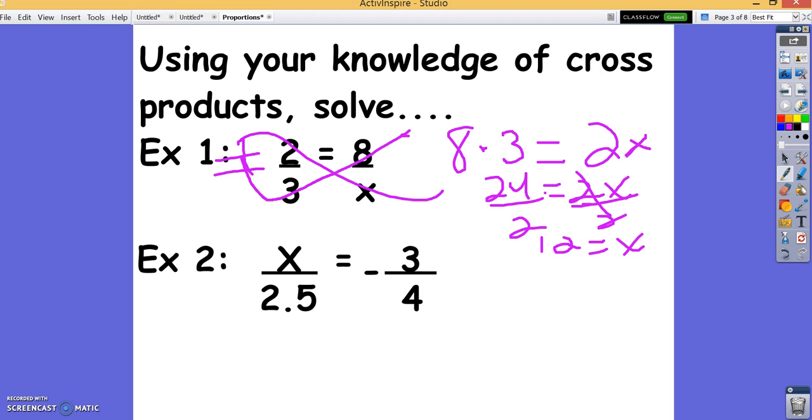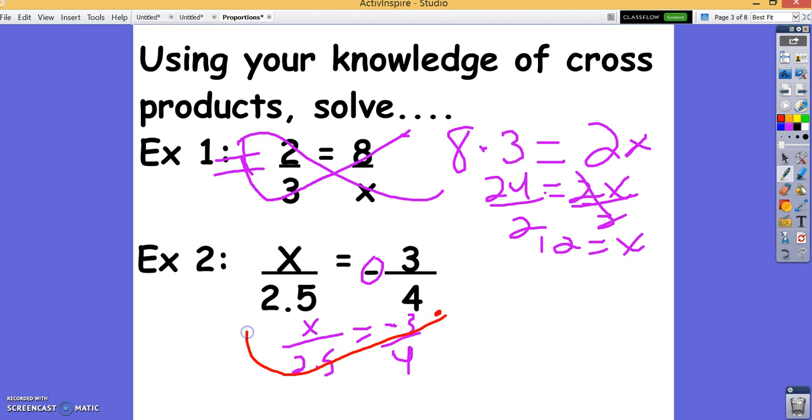Okay, the next problem is a little bit more complicated because it involves a negative. So what we're going to show here is that it's x over 2.5 equals negative 3 over 4. Okay, we moved the negative to the top. Now, we know that our answer for x should be negative because if the right-hand side ratio, negative 3/4, is a negative value, the left-hand side also has to be negative if they're going to be equivalent, which is represented by my equal sign. So let's go ahead and use our multiplication fish or our cross products.